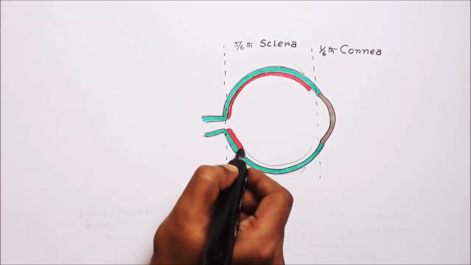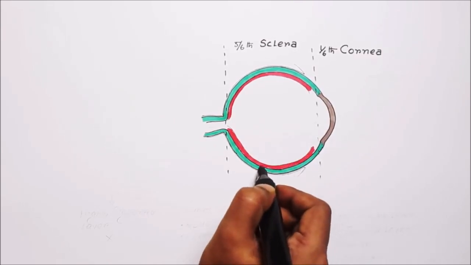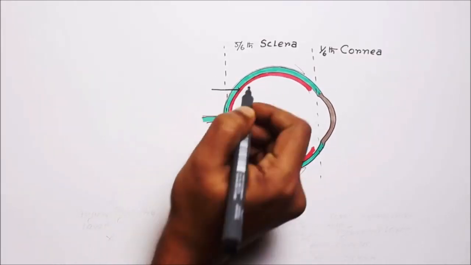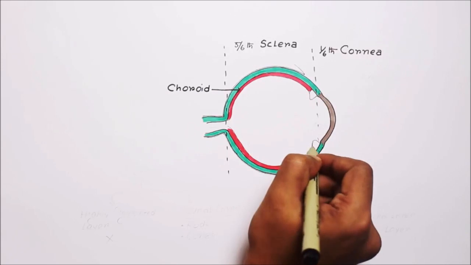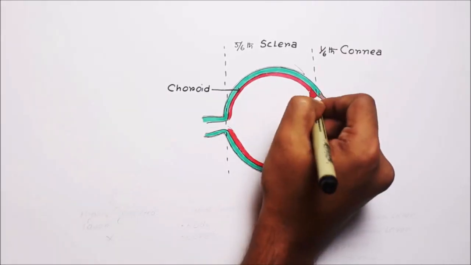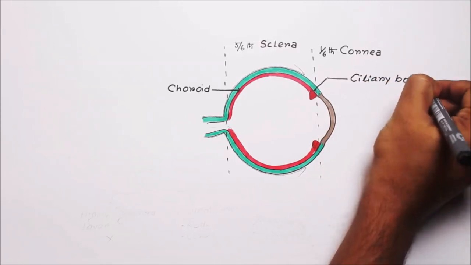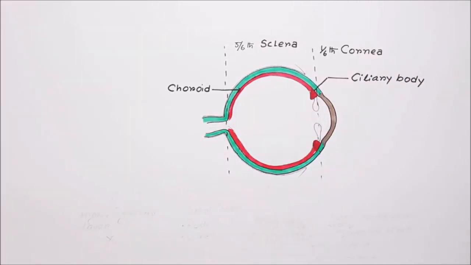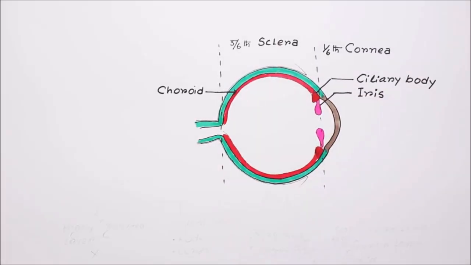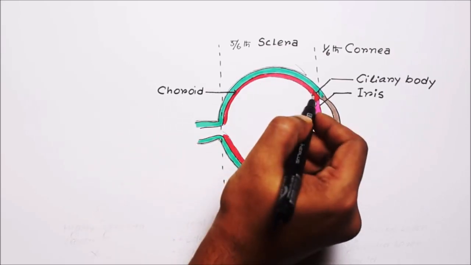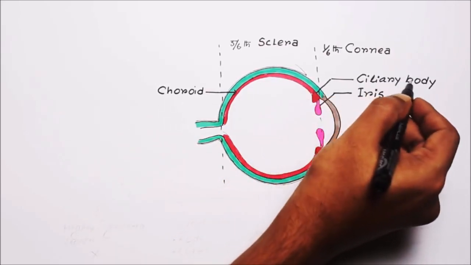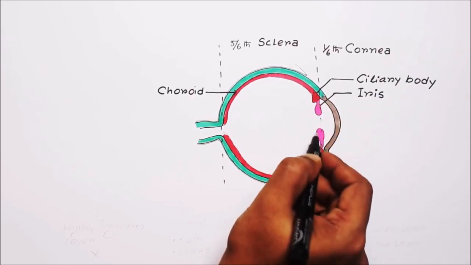Inner to this fibrous layer is the vascular coat. It is also known as the uveal tissue. It has three parts. This is the choroid. Second is ciliary body. And third part is iris. So uveal tissue is composed of three components, namely the choroid, ciliary body and iris.